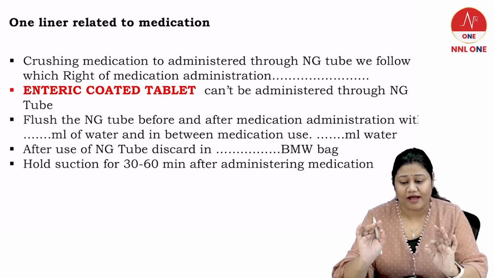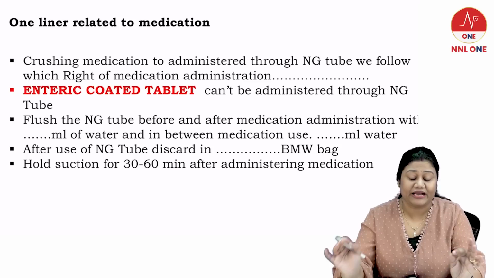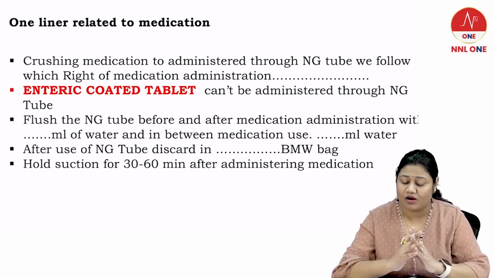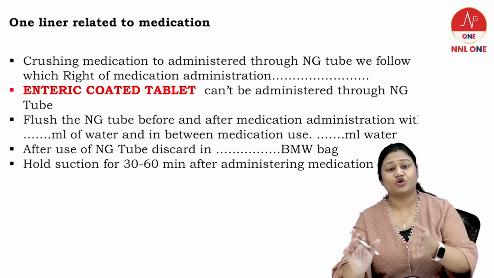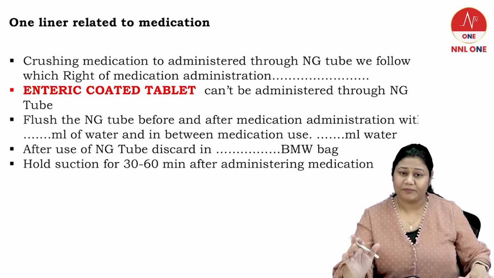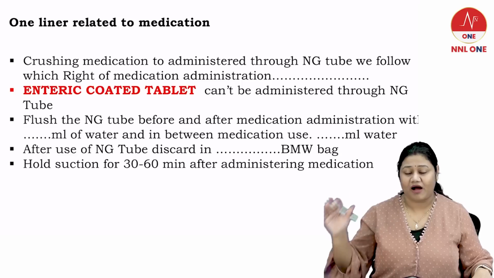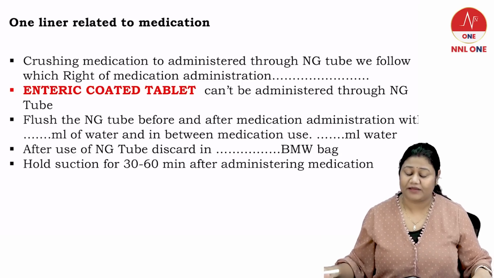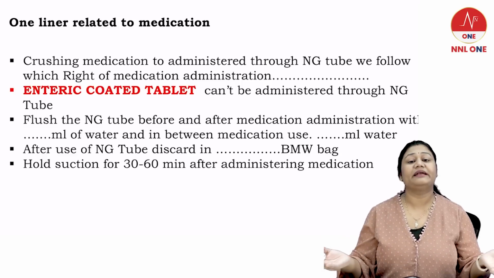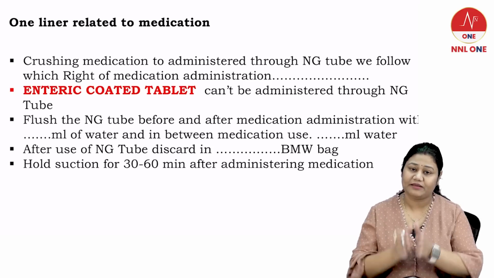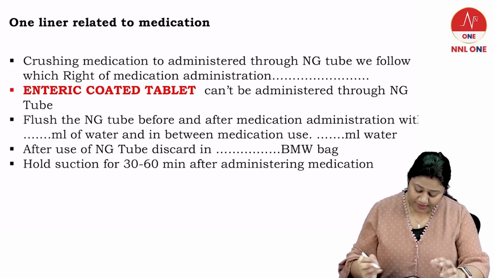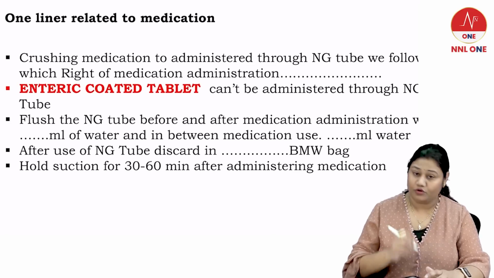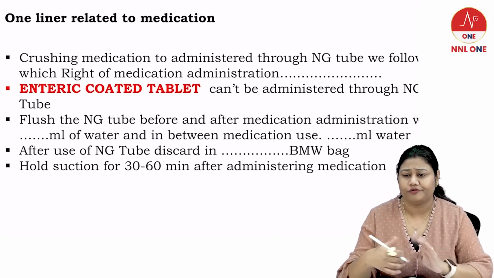Always remember, you have to administer the medication separately. Do not mix all the medication. Do not mix the medication with food. Medication should be given separately. Before medication, flush it with 30 ml. After medication, flush the tube with 30 ml. If you have to give multiple medications through NG tube, then in between the medications you have to flush the tube with 10 ml water, right? So this is all.